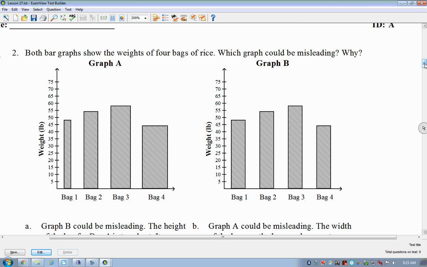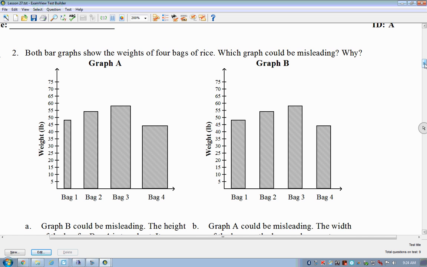The bars have different thicknesses. Do those thicknesses appear to represent anything? What might they lead us to believe? Right, that bag 4 weighs more because it has a bigger area. When the real data we want to look at is how high up on the line the bar goes, because it's the height of the bar that represents the weight, not the width or the area of the bar. Okay, good. Good observation there.